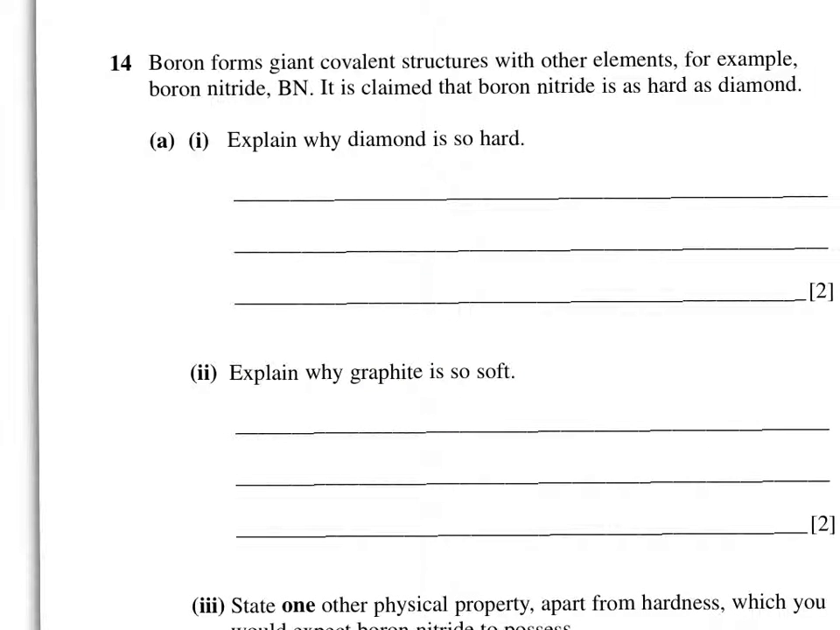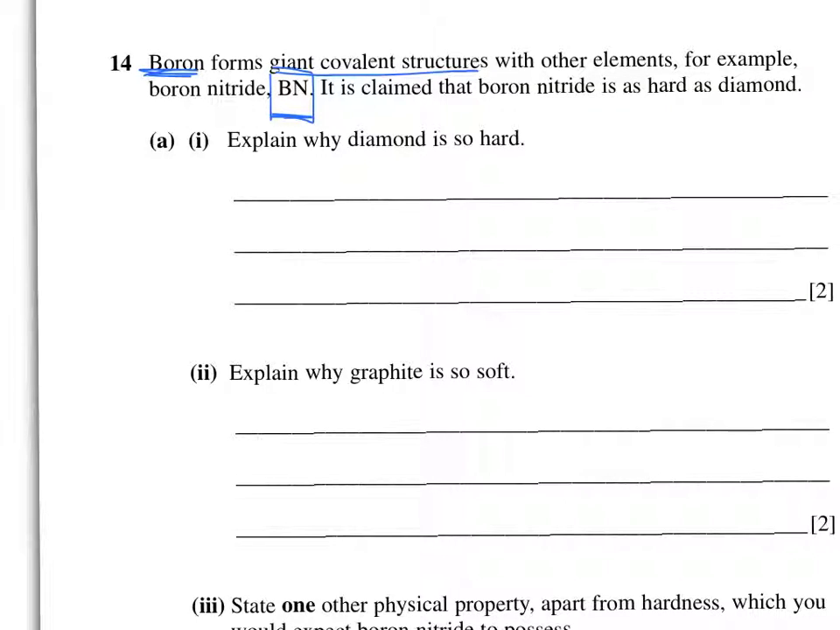Question 14 is a question on giant covalent structures, a question that you would have been capable of answering at GCSE. The first part of the question, this is all based on boron. So compounds of boron form giant covalent structures like boron nitride. So the key thing is that boron nitride has a giant covalent structure.